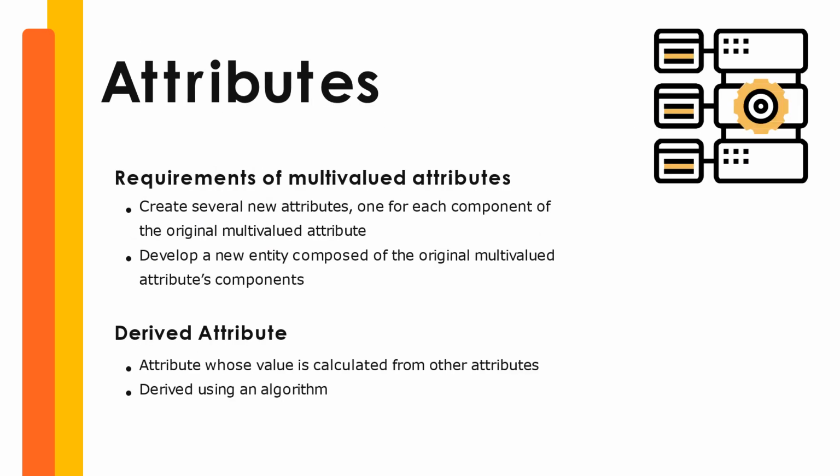Now, if we have multi-valued attributes, we can do one of two things. We can either create several new attributes, one for each component of the original multi-valued attribute, or develop a new entity composed of the original multi-valued attribute's components. Next is the derived attribute. A derived attribute is an attribute whose value is calculated from other attributes. And from the name itself, it is derived using an algorithm.